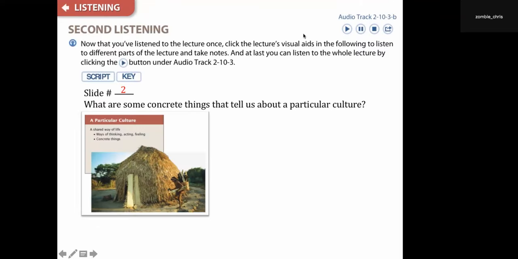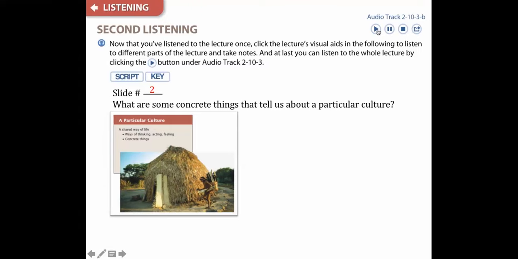I think that this one is quite short. So what are some concrete things that tell us about a particular culture? A particular culture, then, would mean the total shared way of life of a given group. This would include their ways of thinking, acting, and feeling, as reflected in their religion, law, language, art, and customs, as well as concrete things such as houses, clothing, and tools.